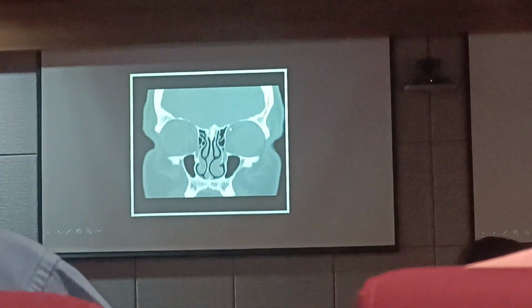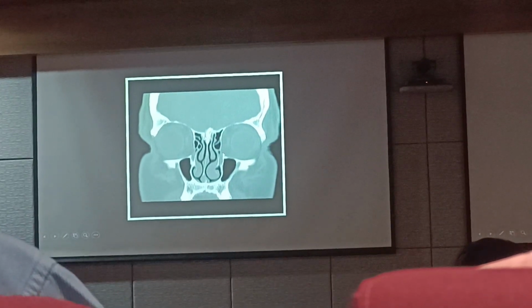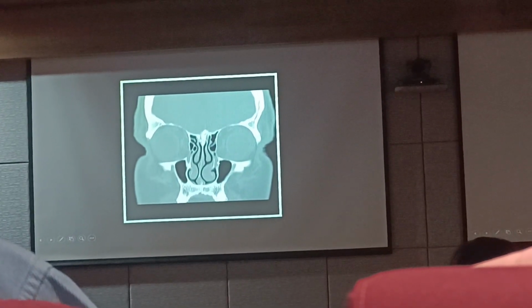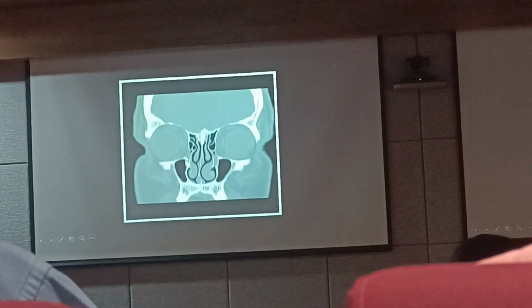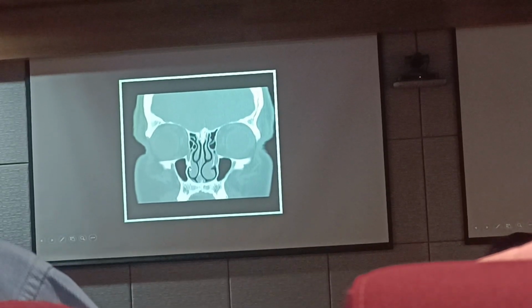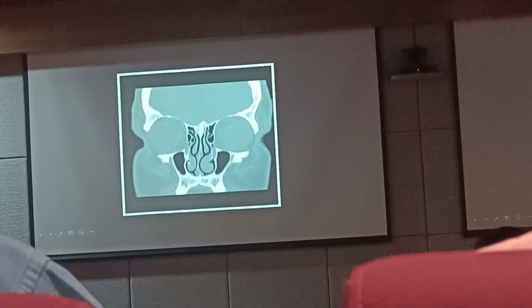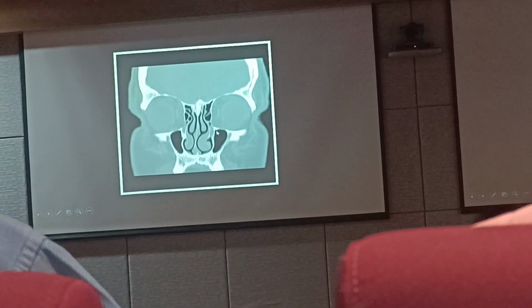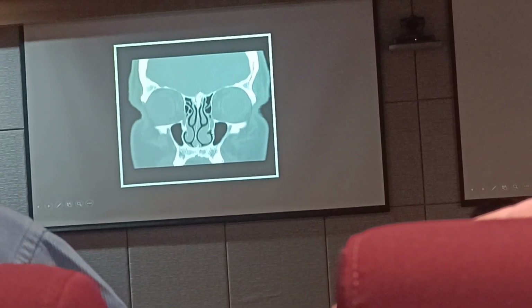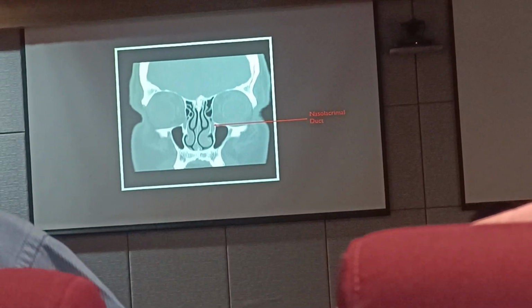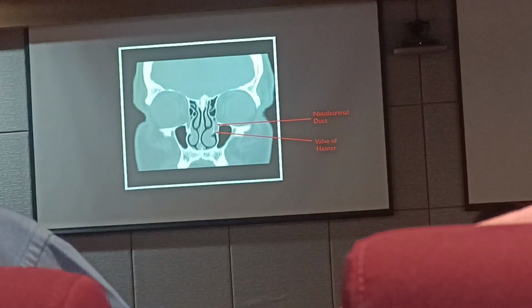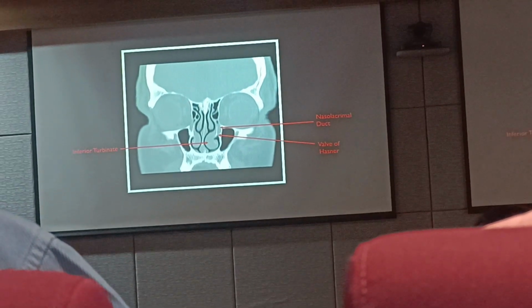So again, how do you see this on the scans? If you see the scan, you see this grey structure going in here. This is the nasolacrimal duct. Okay, you'll see it on both sides over here. And where does this open? Somewhere here. You can see just a bony area, but this is where it opens into the inferior meatus. Okay, right up, as she said, towards the axilla. That's the nasolacrimal duct. Okay, and that's the valve of Hasner which she mentioned, and that's the inferior turbinate.